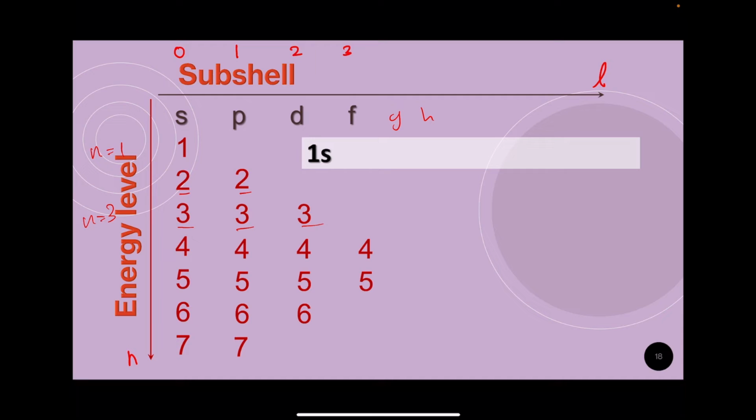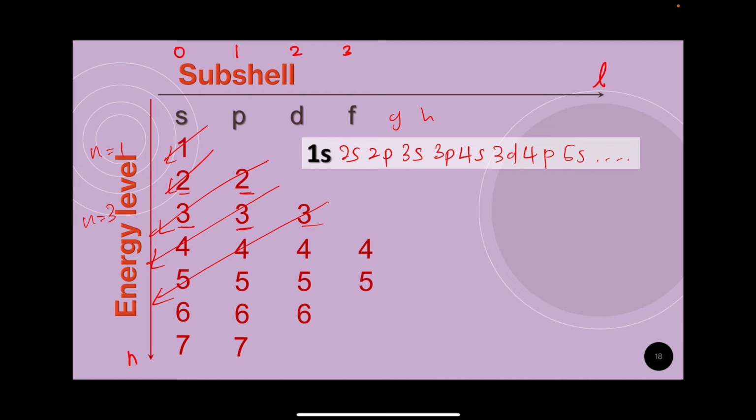So first of all, if you want to write down the ascending order of orbitals, first we move like this. First is 1s. The second one is 2s. The third one is 2p, and then 3s. The next one is 3p and 4s, and then another sequence is 3d, 4p and 5s, and so on. This is how to write down the ascending order of orbitals.